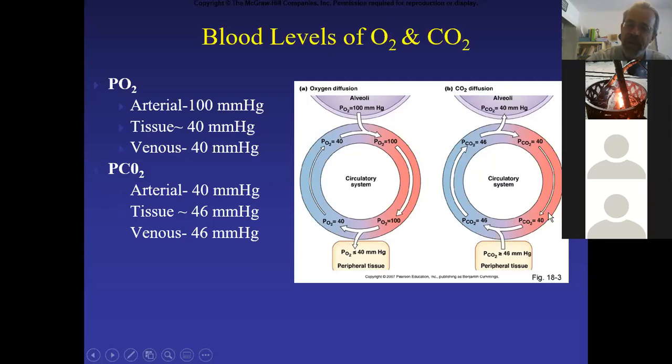So this kind of explains the method to the madness, why oxygen diffuses into the blood, because it's going from 100 to 40, so it's going down its gradient. With CO2, it's also going down its gradient. It's going from 46 in the veins to 40 in the lungs, so the 46 in the veins is being dumped off into the 40 in the lungs. So it's definitely basic, simple diffusion.